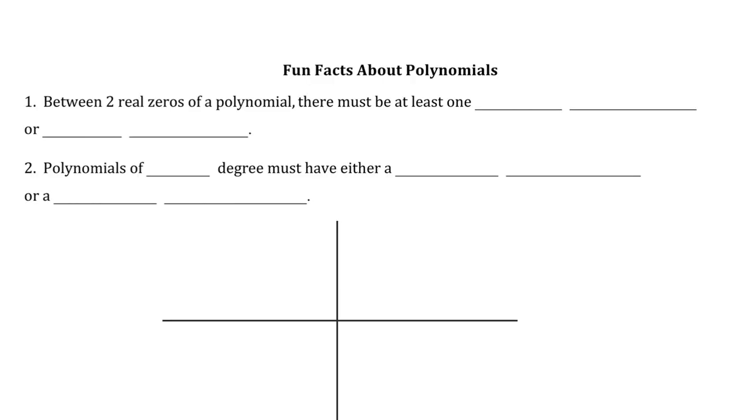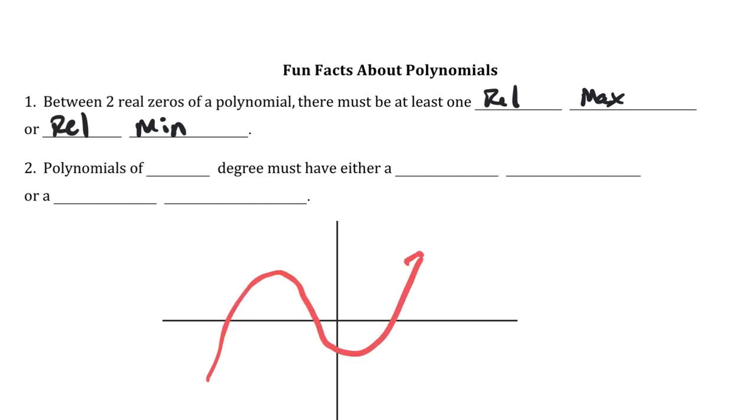All right, just a couple of fun facts about polynomials. Between 2 real zeros of a polynomial, there must be at least one relative max or relative min. Has to. Look down here on my graph. The only way I can get from this 0 back to this 0 is to turn around. So I'm going up, and I'm like, oh no, I got to get back down to the x-axis, so I have to turn around. That would be a relative max.